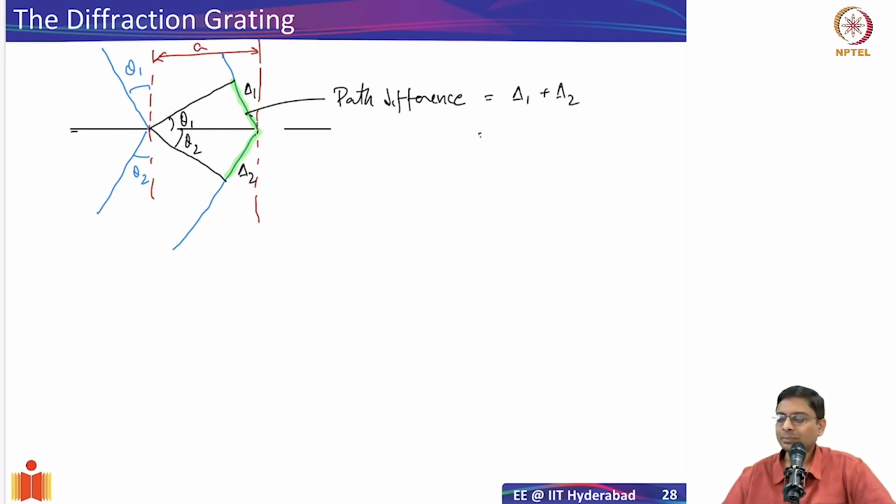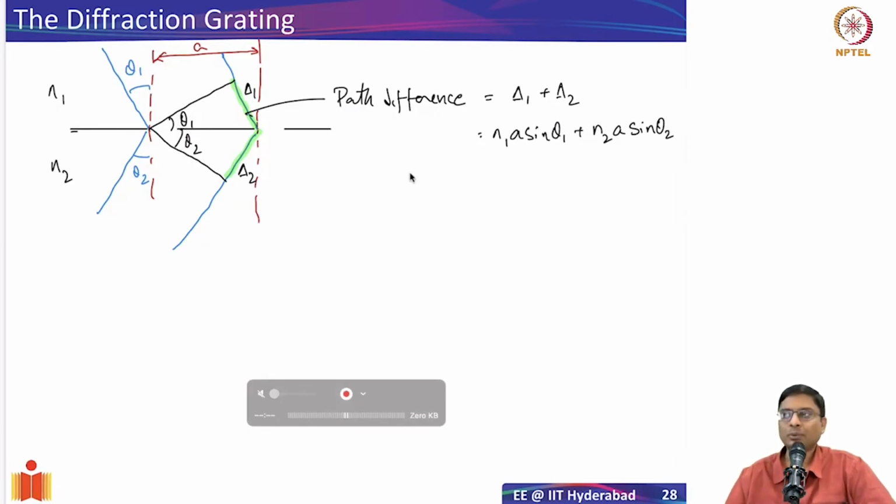And what is the optical path? We have introduced the idea of optical path, which is simply the physical distance times the refractive index. So in this case, if I say this is my medium 1, n1, and this is medium 2, n2, I can talk of the path difference as n1 a sin theta 1 plus n2 a sin theta 2. Of course, there should be an a, I'm sorry, I missed that. These are the path differences. So my total path difference is going to be the combination.